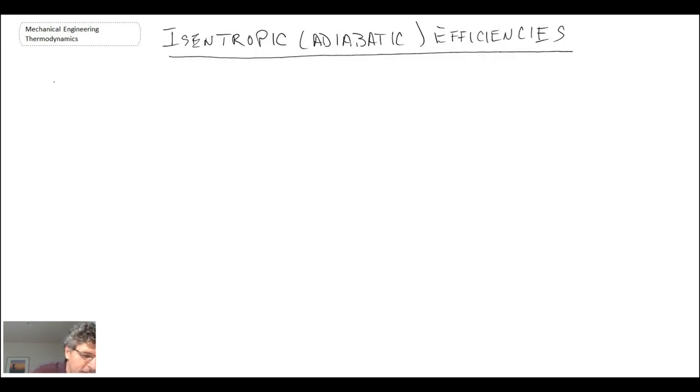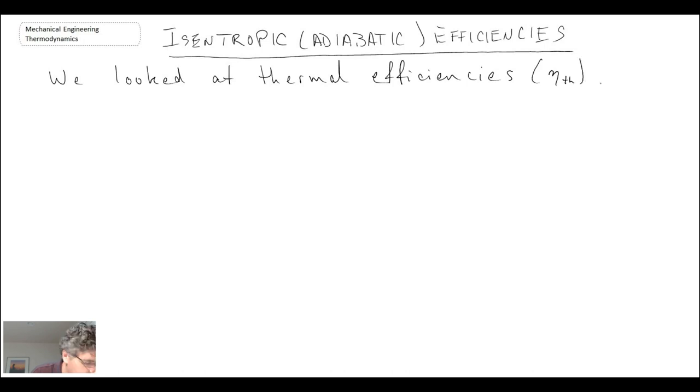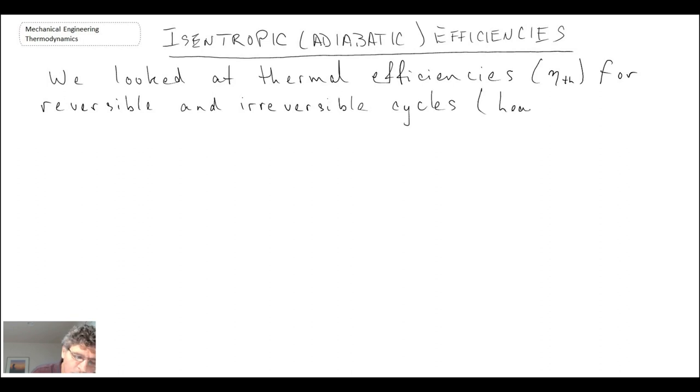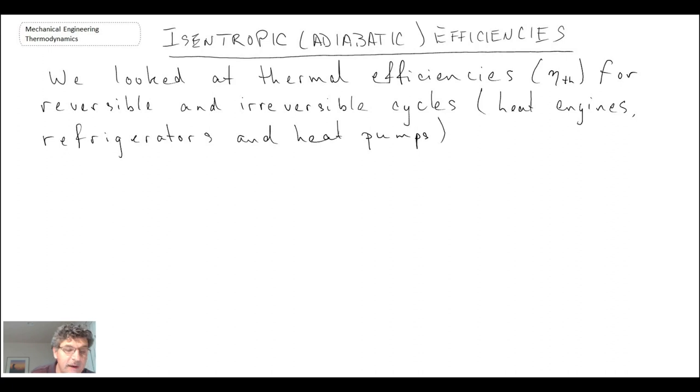So we've looked at thermal efficiency for complete cycles. And the cycles that we've looked at consisted of heat engines, refrigerators, and heat pumps. Now for those latter two, refrigerators and heat pumps, it was the coefficient of performance that we were using to quantify them. But what we're going to do now is look at the efficiency of individual components.